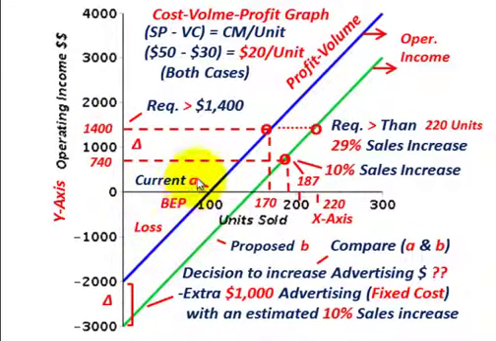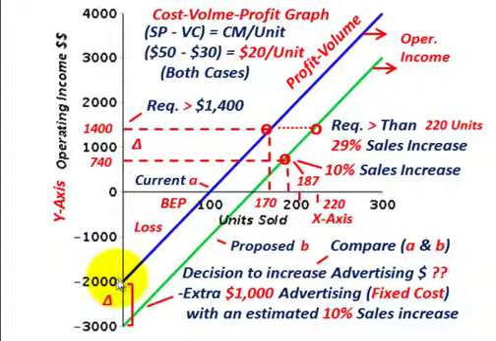Currently, we have $2,000 in fixed cost. For our proposal, we're going to add $1,000 in extra advertising as a fixed cost. So to the $2,000 that we have currently operating at, we're going to add $1,000. So we're going to have $3,000 in fixed cost for what we propose for the extra advertising.